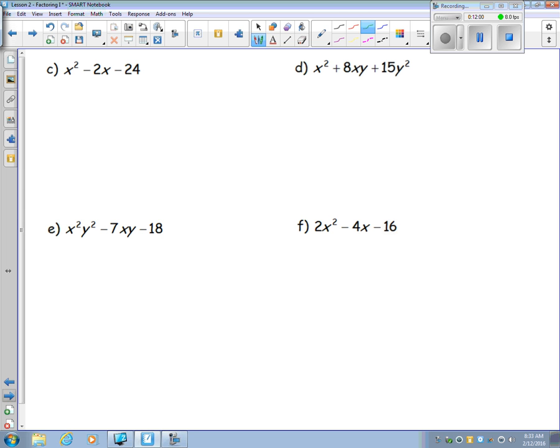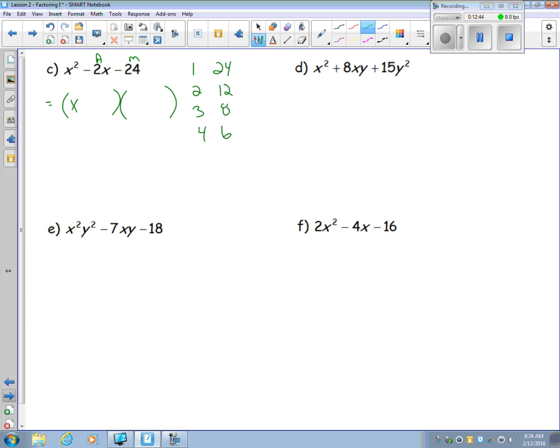I need to add to negative 2 and multiply to negative 24. So things that multiply to 24: 1 and 24, 2 and 12, 3 and 8, 4 and 6. I want to find the right combination that's going to add to 2. Well, 1 and 24, if I add them, 25. If I subtract them, 23. That doesn't work. 2 and 12. Add them, I get 14. Subtract them, I get 10. That doesn't work. 3 and 8. Add them, I get 11. Subtract them, I get 5. That doesn't work. Down to the 4 and 6. If I add them, I get 10. If I subtract them, I get 2. Hey, I wanted 2. I want a negative 2.